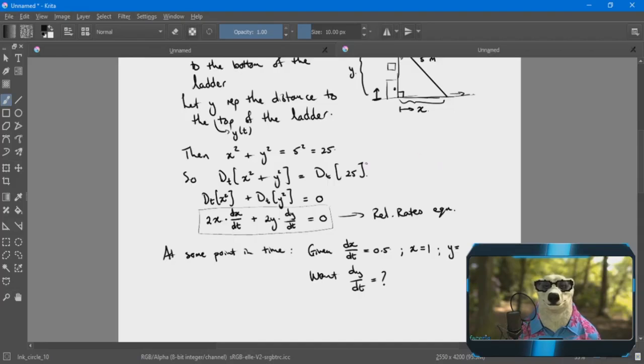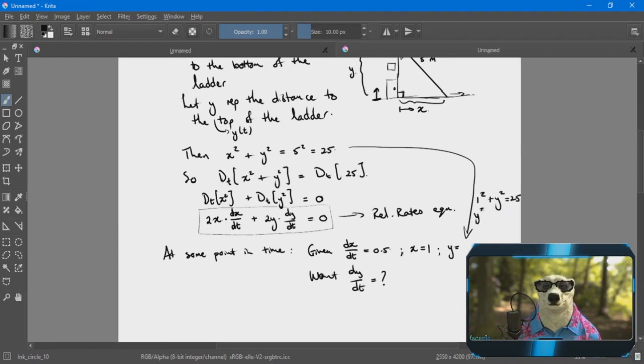I can find the value for y by looking at the original equation relating x and y. I can solve for y here or plug in the x value. Let's do it on the side here. So 1 squared plus y squared equals 25.